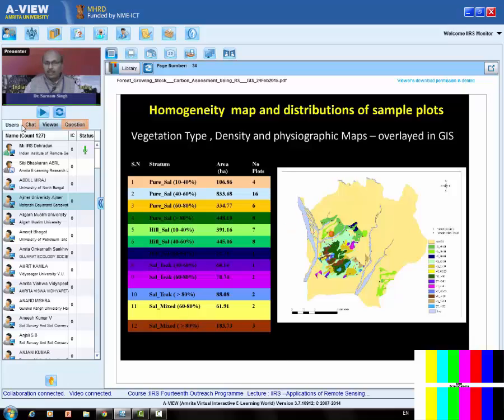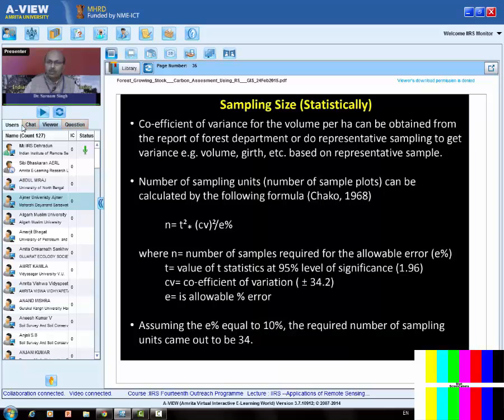And then I have the sample sites. These are the dots which you can see here. These are the locations which we have chosen based on stratified random sampling to make the observations. So that was the sampling, the sample size determination.